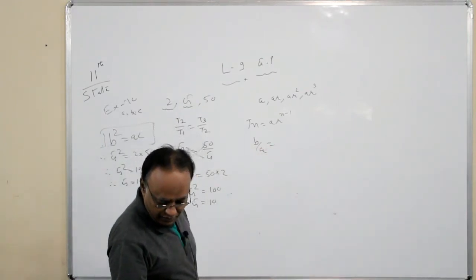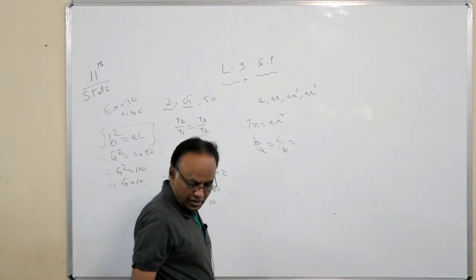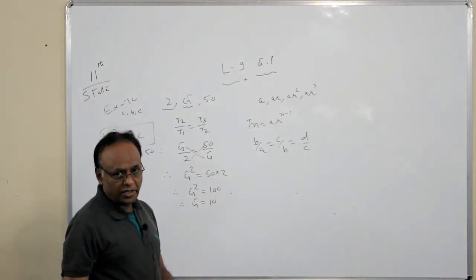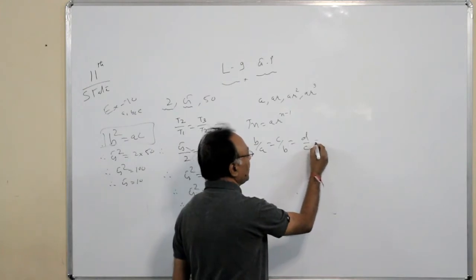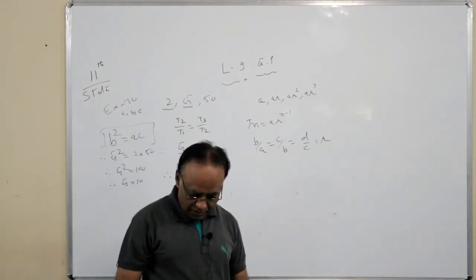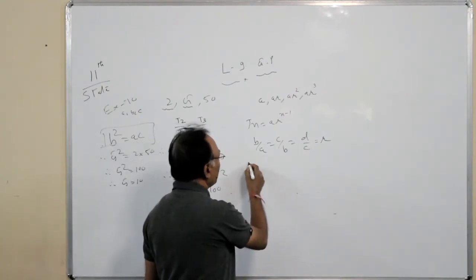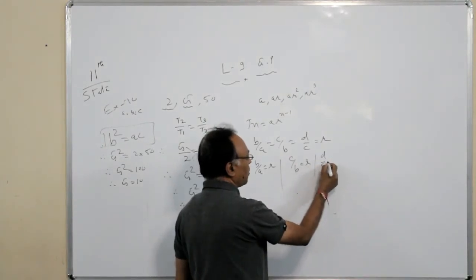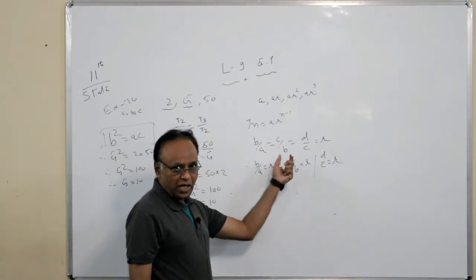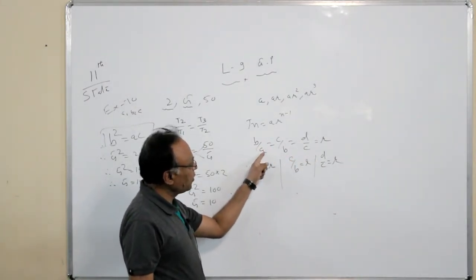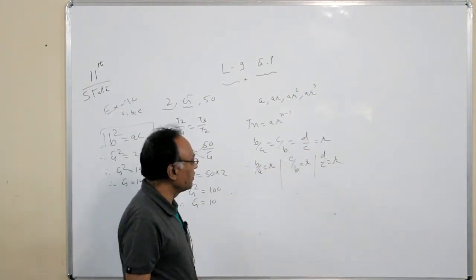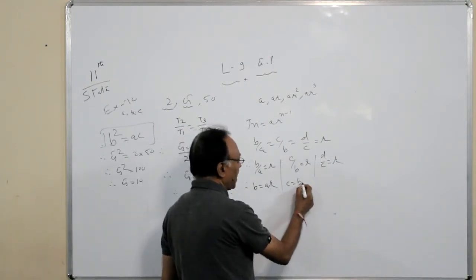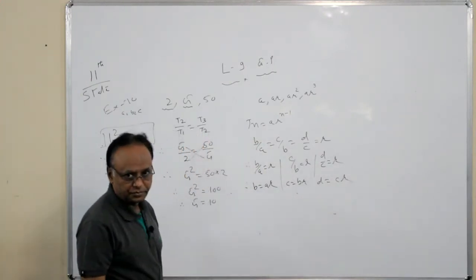B upon A is equal to C upon B is equal to D upon C. Suppose the common ratio is R. Therefore B upon A is equal to R, C upon B is equal to R and D upon C is equal to R. Therefore, B is equal to AR, C is equal to BR and D is equal to CR.